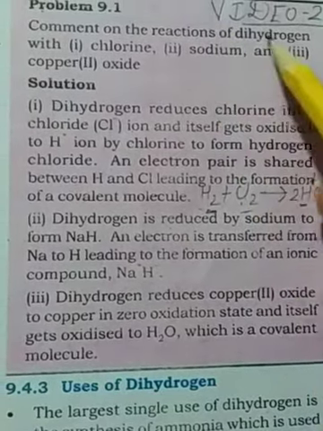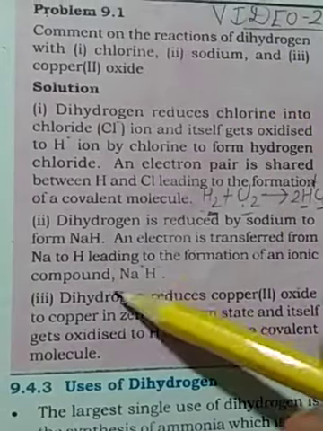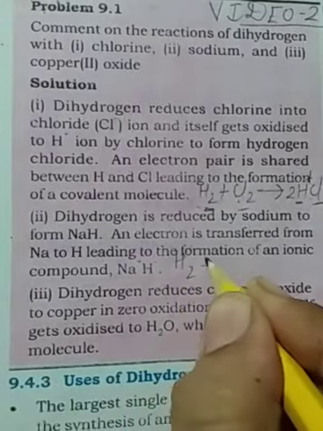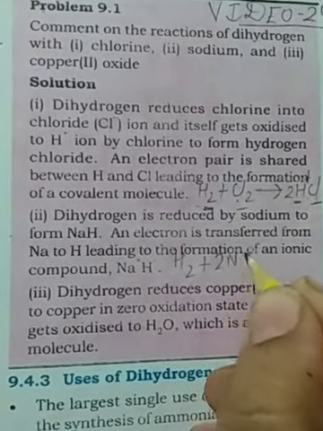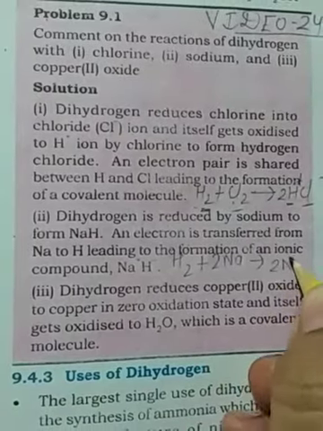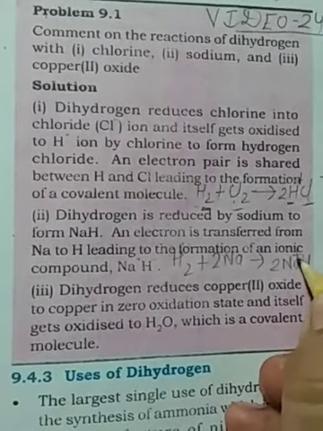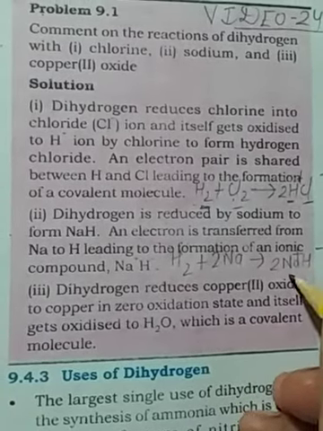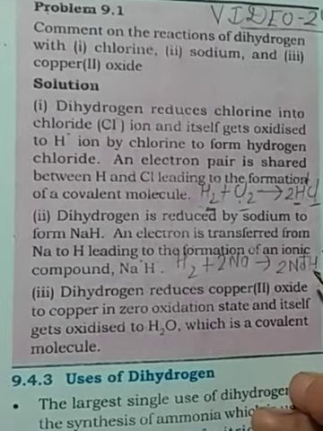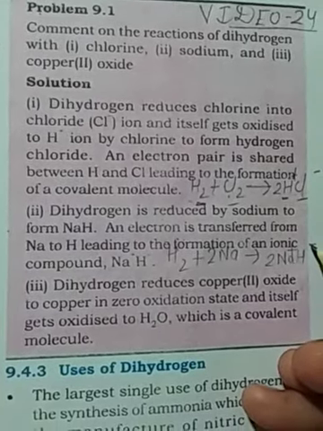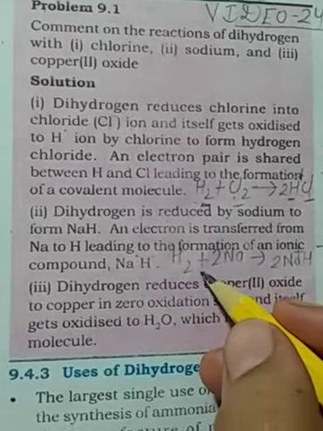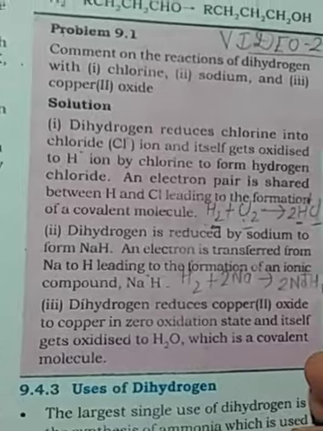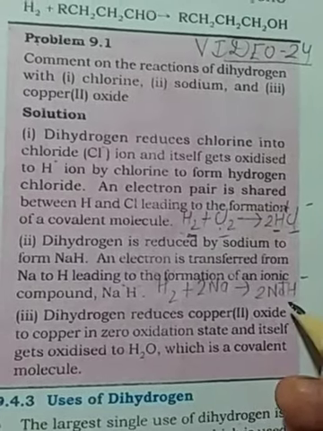Then comment on the reaction of dihydrogen with sodium. So dihydrogen H2 reacts with sodium 2Na, forming 2NaH, that is Na plus H minus. Because hydrogen reacts with sodium, it forms NaH, sodium hydride, and here hydride has a minus charge. So an electron is transferred from sodium to hydrogen, leading to the formation of the ionic compound Na plus H minus.